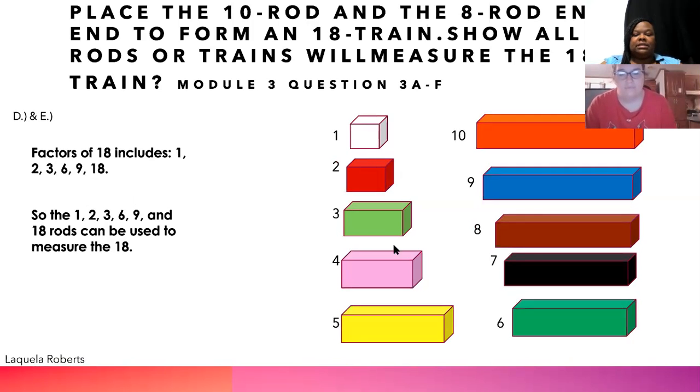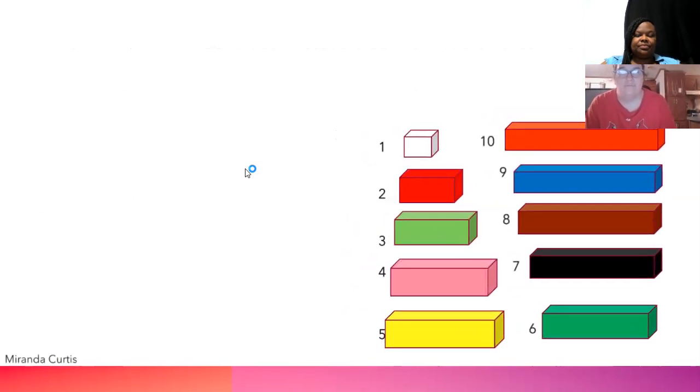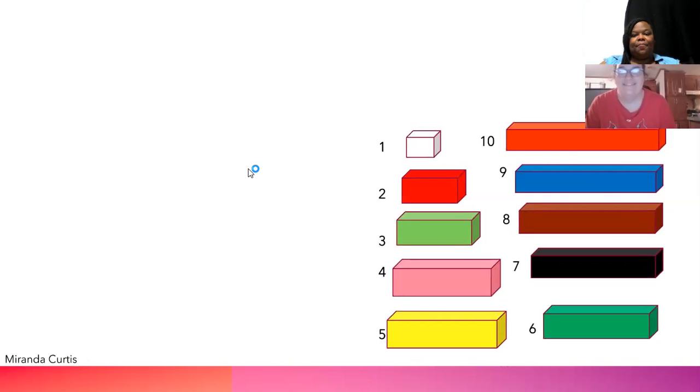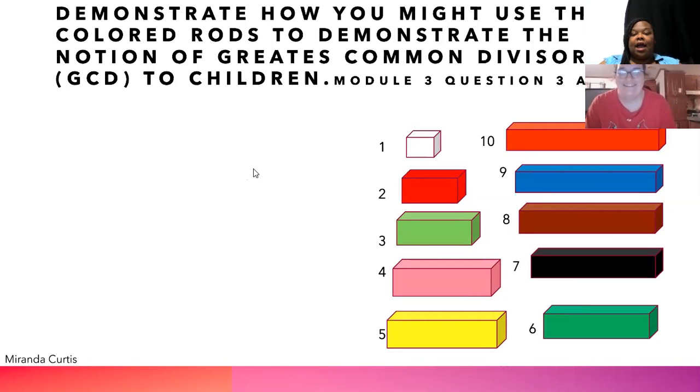All right, so that means 18 times 1 is 18. 2 times 9 is 18. 3 times 6 is 18. So the 1, 2, 3, 6, 9, and 18 rods can be used to measure the 18 rod. So easy. Miranda, demonstrate how you might use these color rods to demonstrate the notion of greatest common divisor to children.